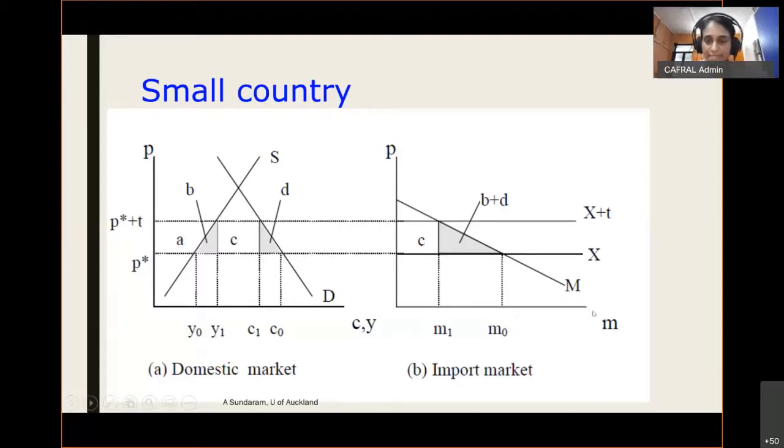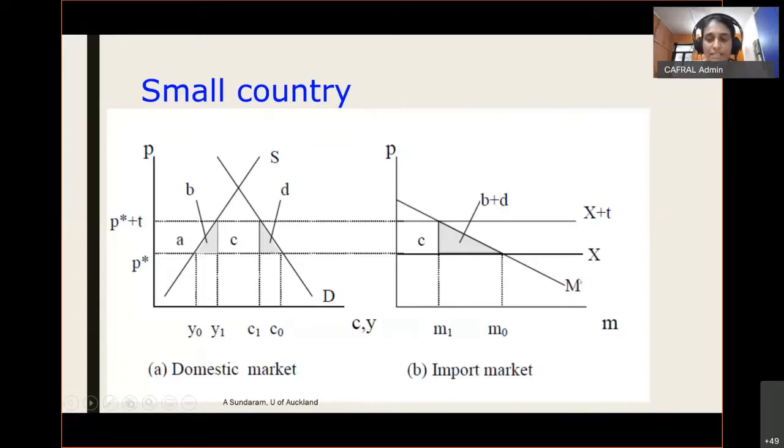So on the right-hand side, what I have drawn here is the import demand curve M. So M is import demand, and what it is showing you is that at these various prices, as the price goes down, you can go back to the domestic market, demand is going to increase as the price goes down, supply is going to go down, and the level of imports is going to rise, right? So as price goes down, imports rise, and that is the M curve here.